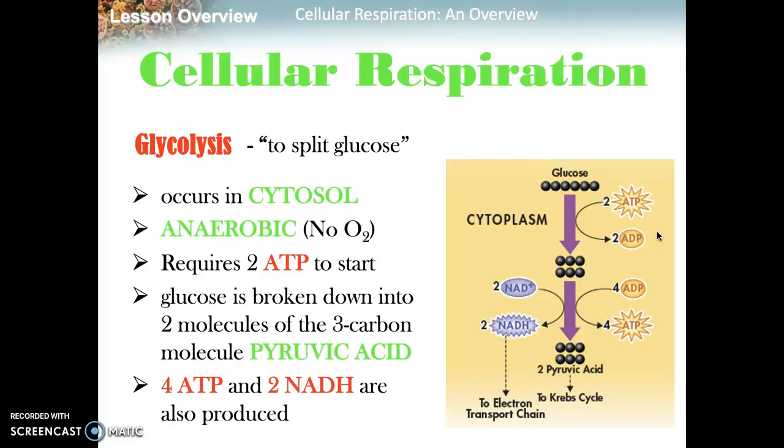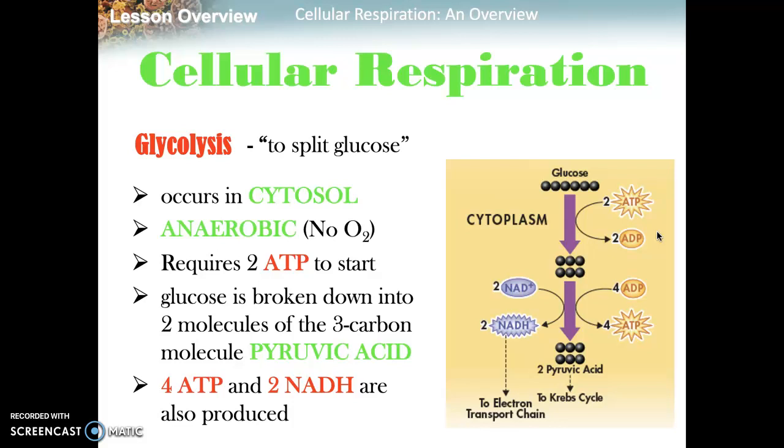Not only is pyruvic acid produced, but we also get 4 ATP molecules and 2 NADH molecules. The NADH is a cousin of the NADPH that we talked about in photosynthesis. It too is a short-term energy molecule that will be used up to help with the next step.